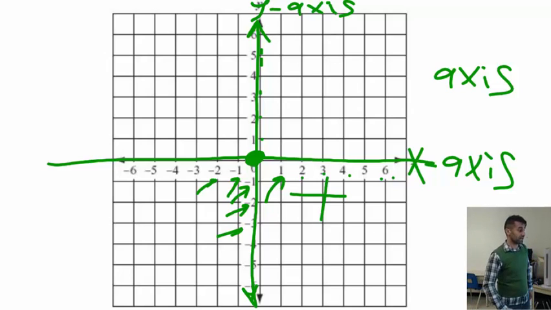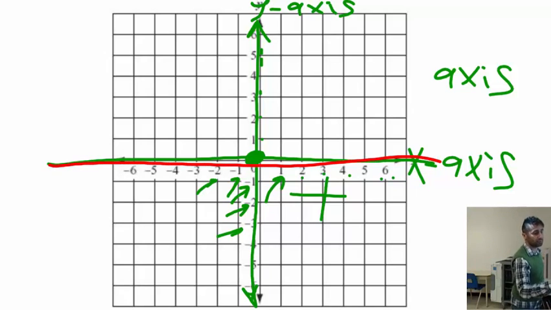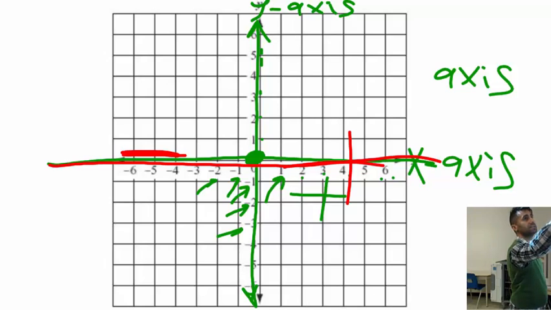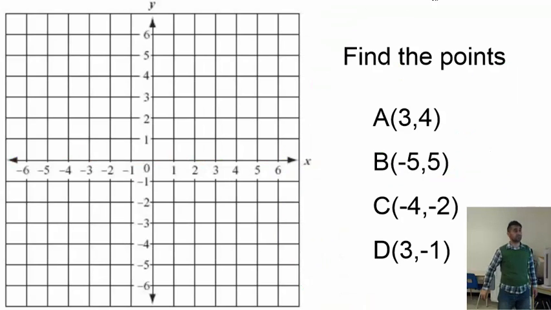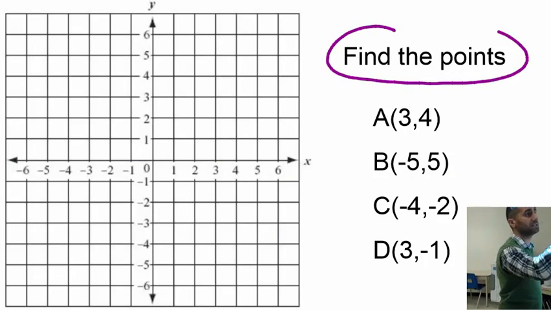And you know that x, let's get a red pen. This is the x, and positive numbers are here, and negative numbers are there. And this is the y, and positive numbers are here for the y-axis, and negative numbers are here. Now let's answer the very first question. It says find the points.